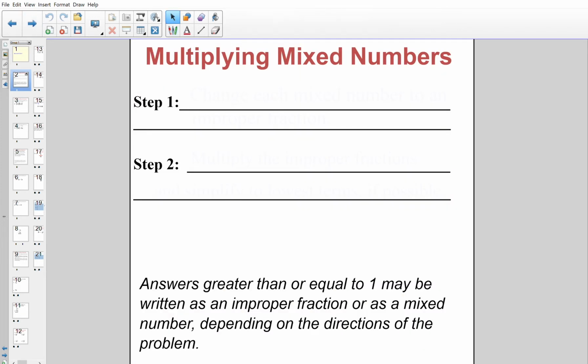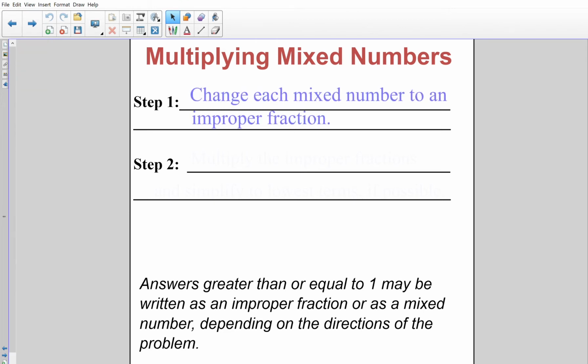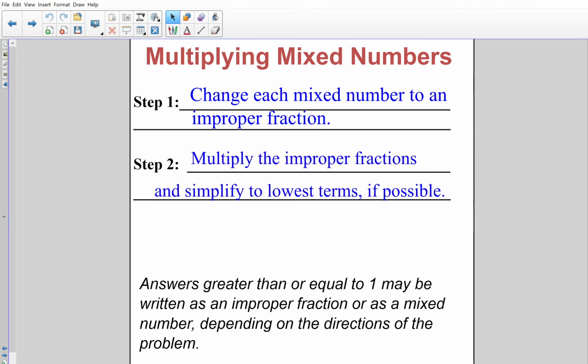Okay, so first, let's look at the rules for multiplying mixed numbers. We're going to change each mixed number to an improper fraction. If you go back and look at your notes, you'll see that we've done that earlier this semester, and we'll review that as we go through. And step 2, we multiply the improper fractions and simplify to lowest terms if possible.